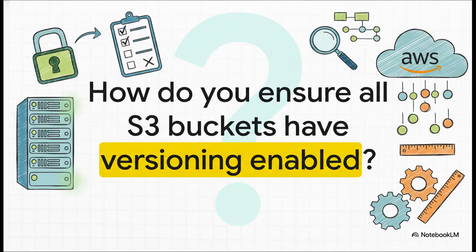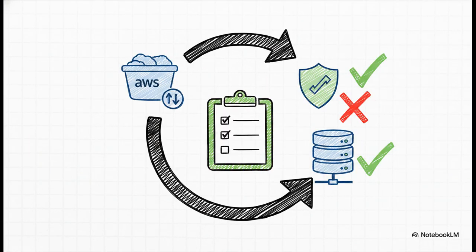Okay, next question. A company needs to make sure all of its S3 buckets have versioning turned on, and they want to get an automatic notification if someone creates a new bucket that isn't compliant. So how do they do that? Notice the question here. It's not who did it, it's is this resource configured correctly? And the tool built for exactly this job is AWS Config. You'd use it with AWS Managed Rules.